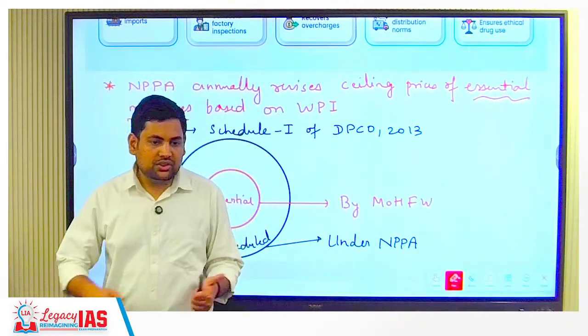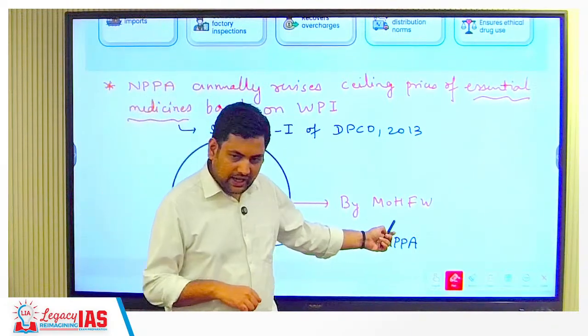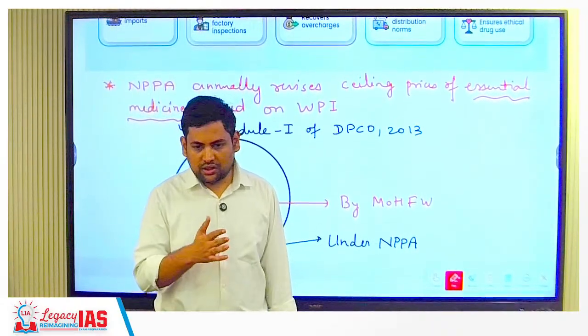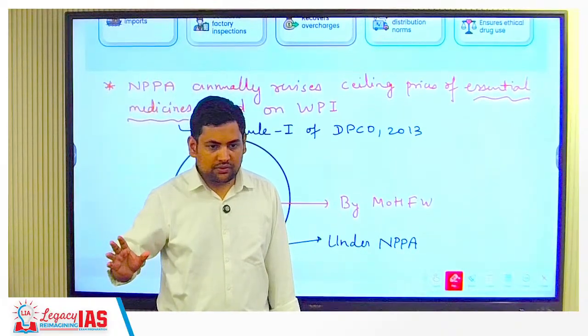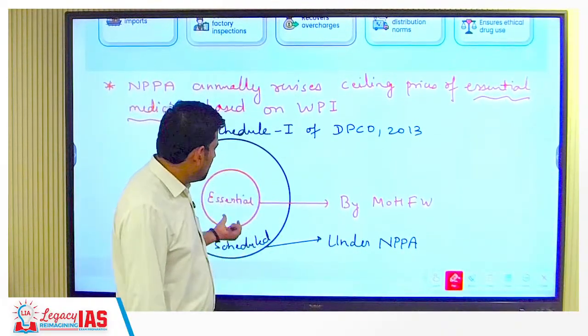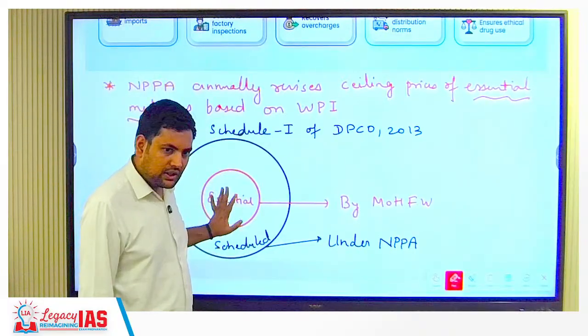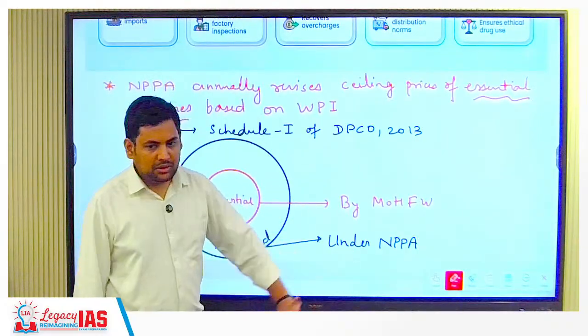One is called essential medicines. Essential medicines are those which the Ministry of Health and Family Welfare has called essential because they are very important, for example, all those important antibiotics you hear of, correct? They are very important. So all those come under essential medicines. Now, all the essential medicines also come under those scheduled medicines of DPCO, which NPPA regulates.